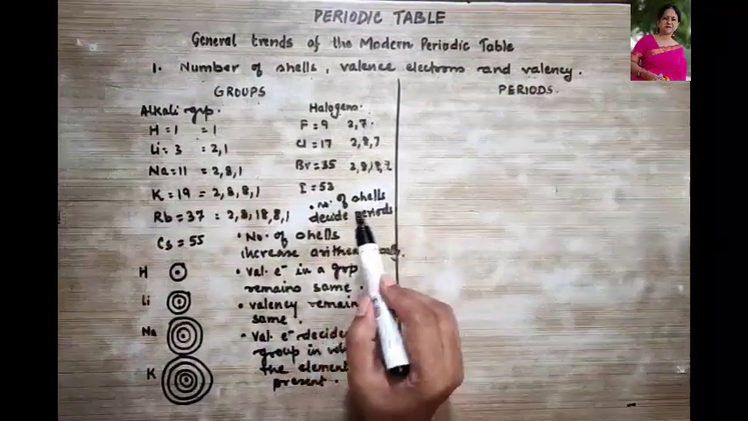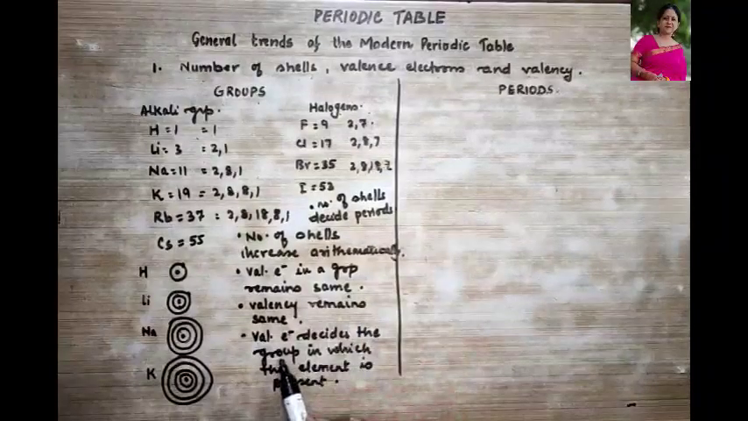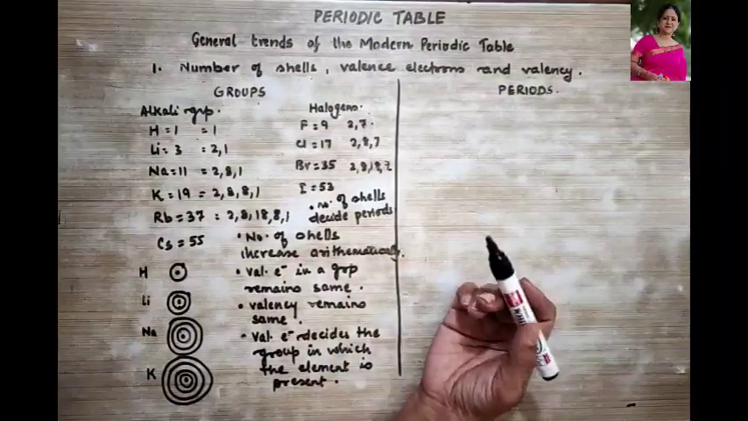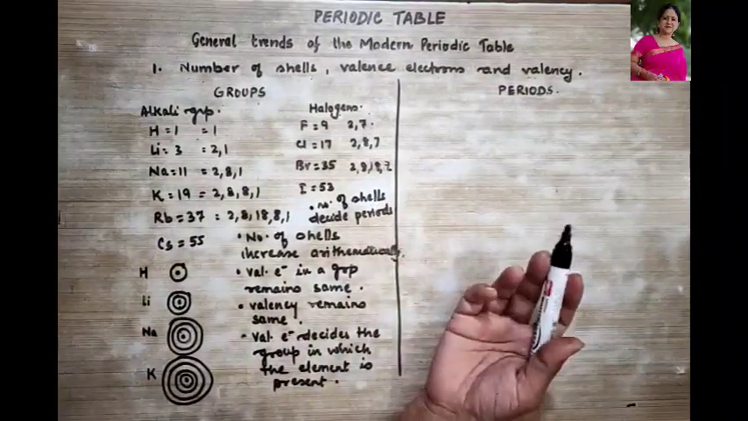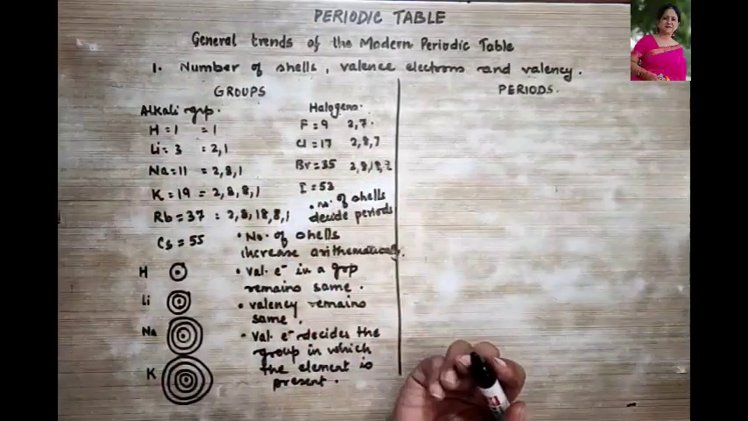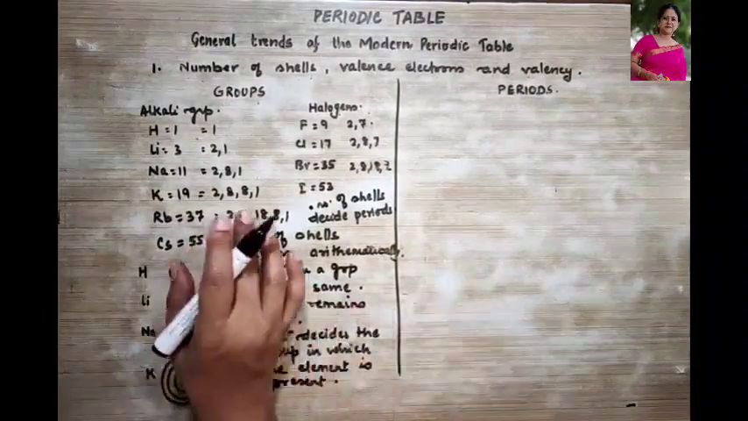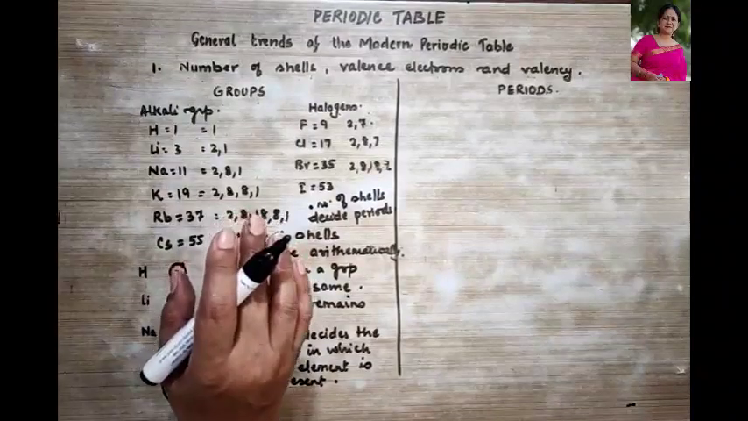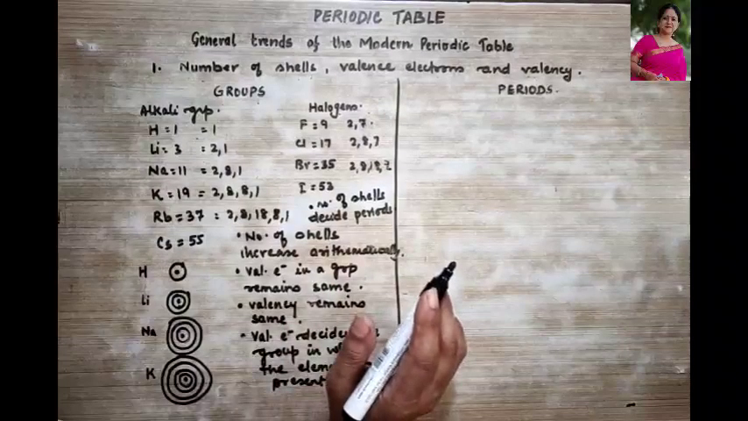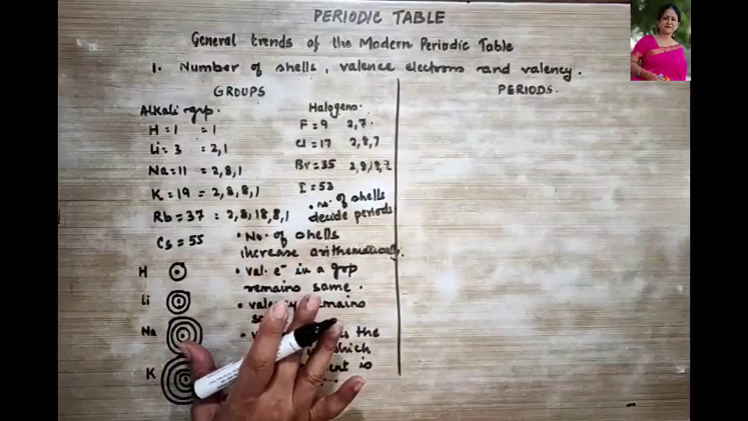So what did I say? Number of shells, they always decide the period, and the valence electrons, they decide the group. So a number of questions can come to you where the atomic number will be given and you will be asked to find out their position in the periodic table. When we say position in the periodic table, we mean you have to tell the period and the group in which they are placed. So I hope about groups it's very clear.